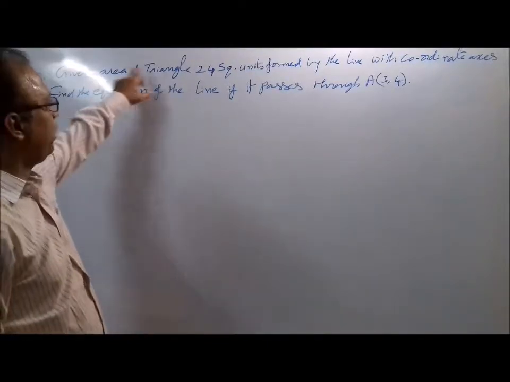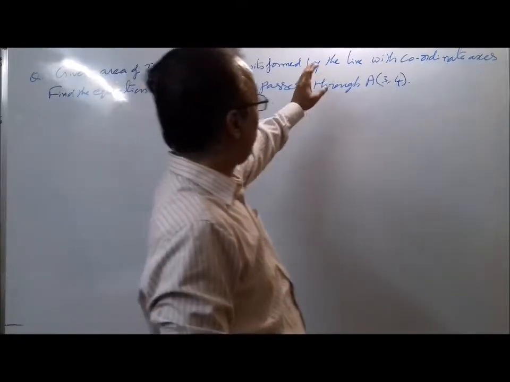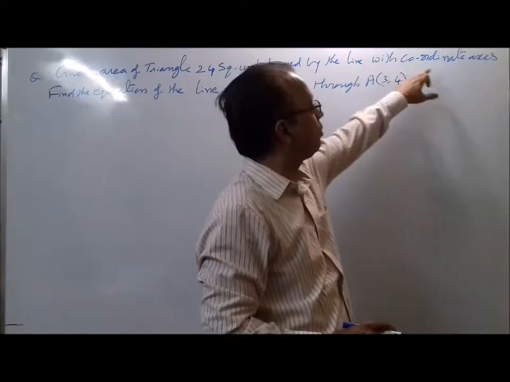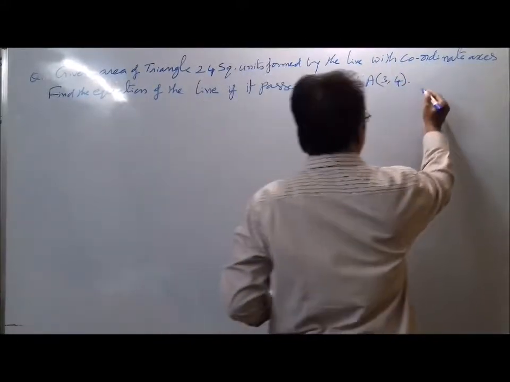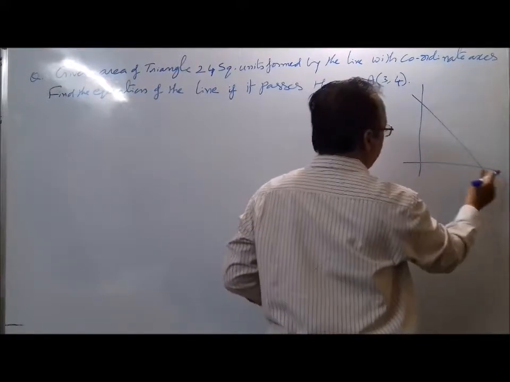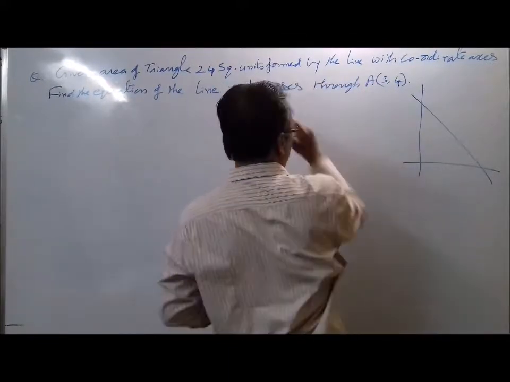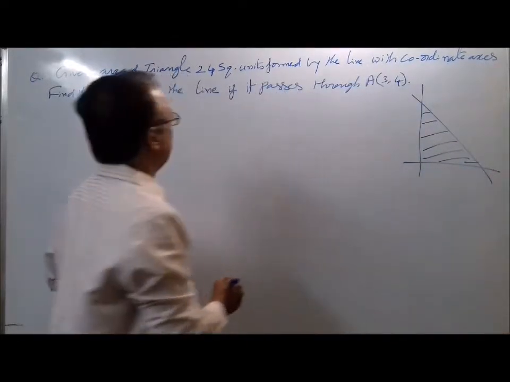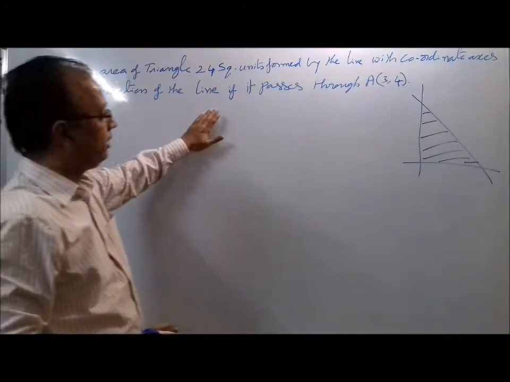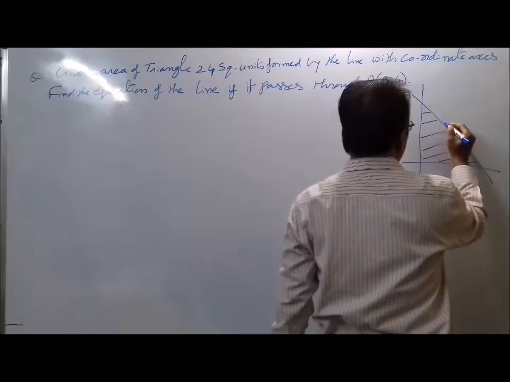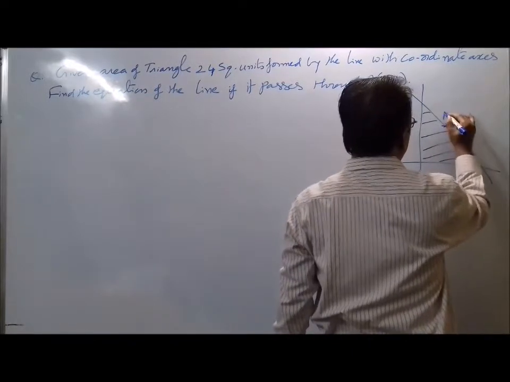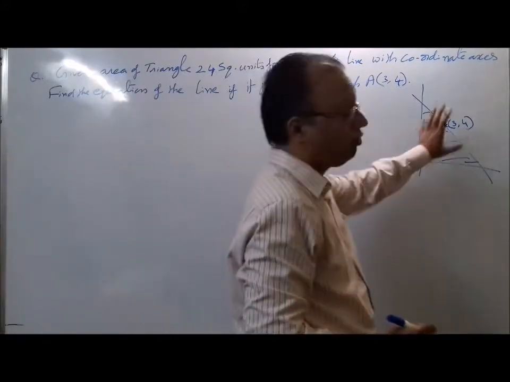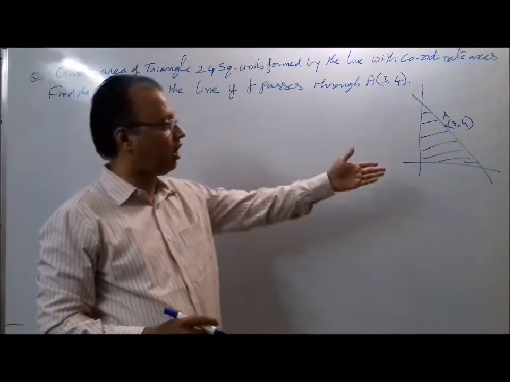Given the area of the triangle formed with the line and the coordinate axis is 24 square units. So this is a line and the coordinate axis, and the area is given as 24 square units. Now find the equation of the line if it passes through P(3, 4). Suppose there is a point (3, 4). So first of all, for the area of the triangle we should go for half base into height or half A into B.